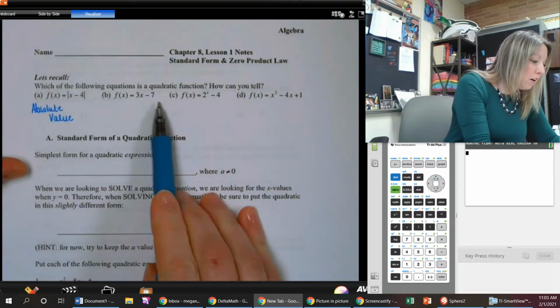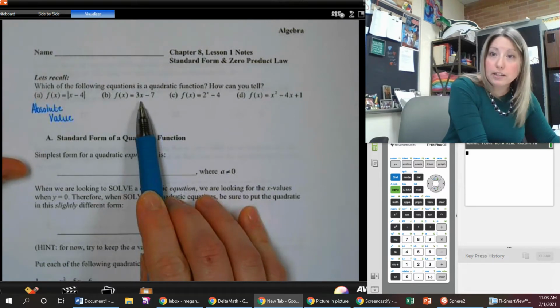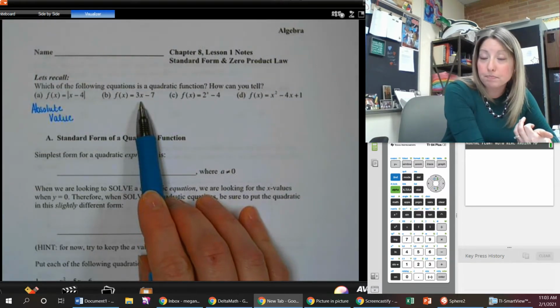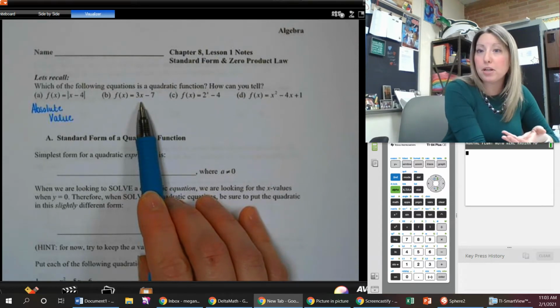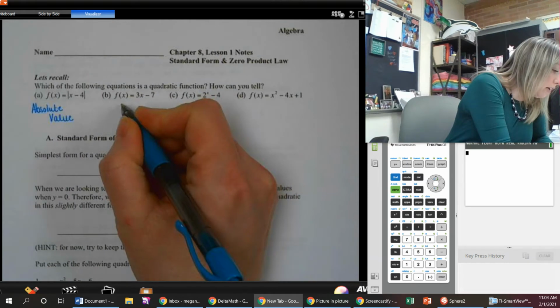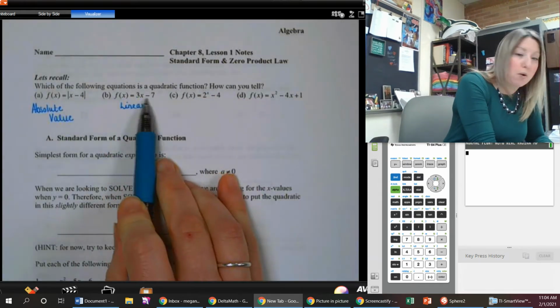Here, we know we have a linear function because if you look at the x, the only thing happening around it is adding, subtracting, or multiplying. If you have anything else happening around your x, you don't have a linear function. So this is what we like to call a linear function or a line because we've got a slope and a y-intercept here.